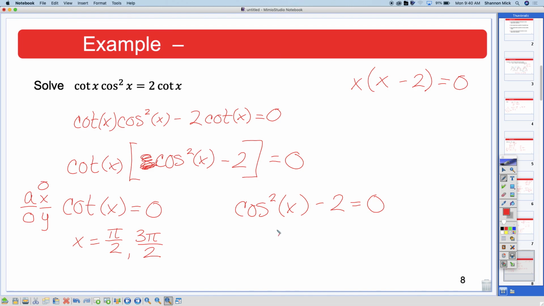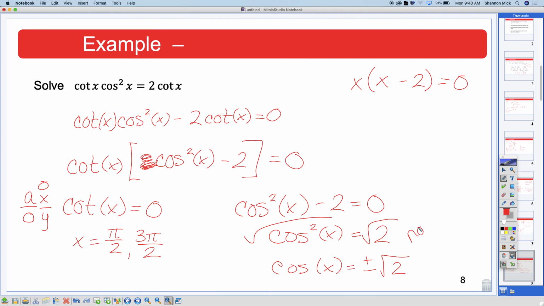Add 2. Now everybody's brain should be going, cosine can't equal 2, cosine can't equal 2, right? Cosine can't equal 2. It's squared, so I have to take the what of both sides? Square root, because it's bigger than 1. So I have the cosine of x equals plus or minus the square root of 2. Well, square root of 2 is still bigger than 1 or less than negative 1, correct? So is this a solution at all over here? Nope, so this is no solution.